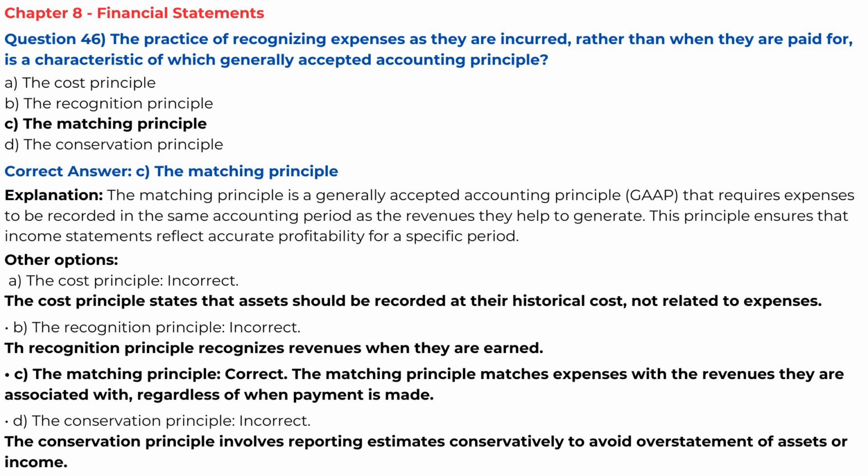Other options. A. The cost principle. Incorrect. The cost principle states that assets should be recorded at their historical cost, not related to expenses. B. The recognition principle. Incorrect. The recognition principle recognizes revenues when they are earned. C. The matching principle. Correct. The matching principle matches expenses with the revenues they are associated with, regardless of when payment is made. D. The conservation principle. Incorrect. The conservation principle involves reporting estimates conservatively to avoid overstatement of assets or income.